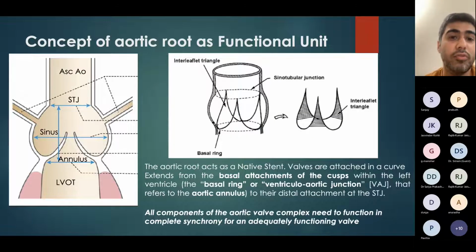So it's important to understand the concept of the aortic root as a functional unit. The aortic root acts like a basic stent into which the valves are attached in a curved manner, and they extend from the basal attachment of the cusp within the left ventricle, which is known as the basal ring or the ventricular aortic junction. That is referred to normally as the aortic annulus, and they span from this aortic annulus to their distal attachment at the sinotubular junction. So it's important for all the components of this aortic root, which is the annulus, the aortic valve cusps or leaflets, the sinuses, the sinotubular junction, the coronaries, and the ascending aorta, to perform in a synchronous manner for an adequately functioning valve.